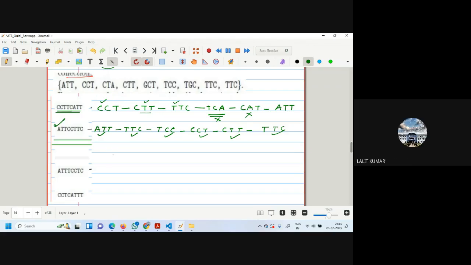Now we check this ATT, TTT. Straight away we can see TTT is not there anywhere. So this is not possible. Similarly, you see here TTT is there. So this is also not possible. Is that okay? Yes, thank you.